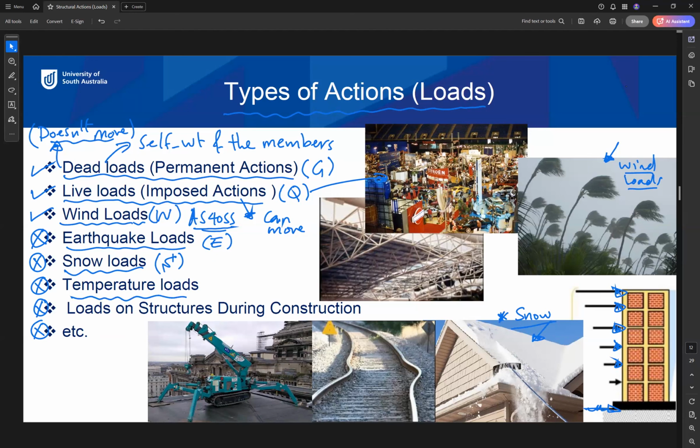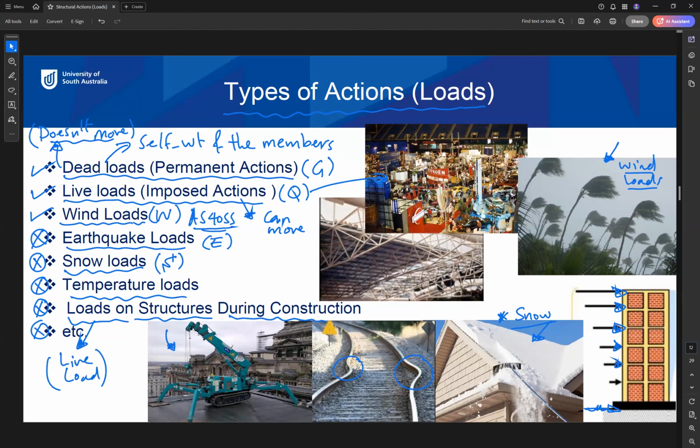Temperature load, something similar to here and here. As you can see, due to high temperature, some expansion and contraction may happen to the element, so we need to consider this one. Another type of load, which can be considered as live load but not in our scope, is the live loads during the construction.